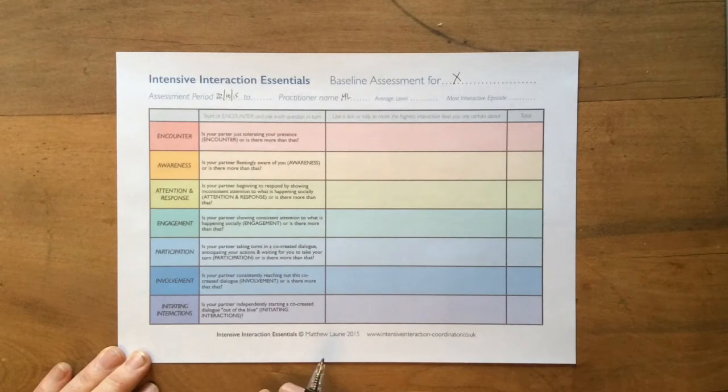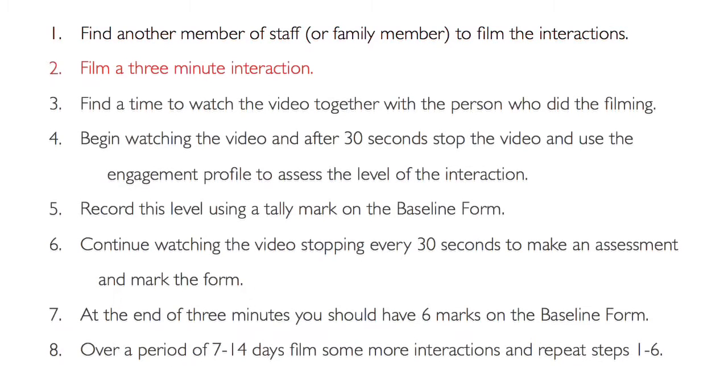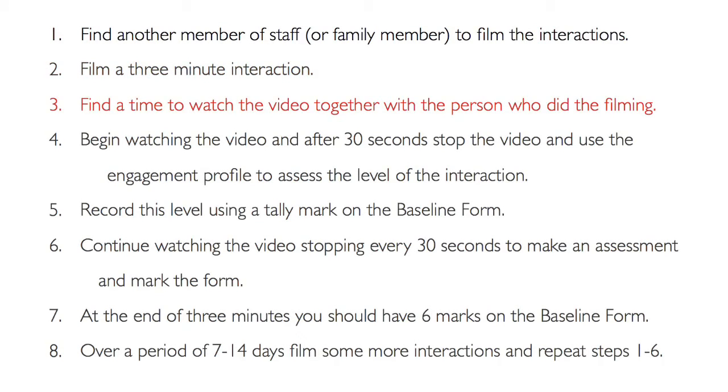This form accompanied a post that I put on intensiveinteractioncoordinator.co.uk, which details 8 steps for taking the baseline. So the first step would be to find another member of staff or a family member to film the interactions. And in Woolley Wood this would take place in the classroom with another teacher or teaching assistant using the iPad to film the interaction. Step 2 is to film a 3-minute interaction, and then step 3 is to find a time to watch the video together with the person who did the filming.